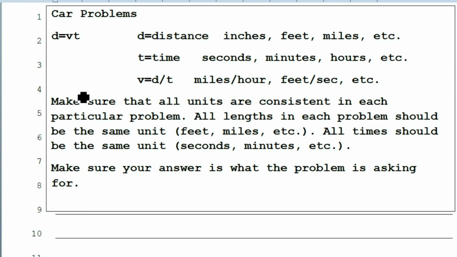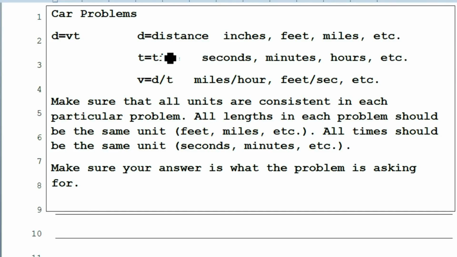Hello and welcome back. We're going to start car problems. Now for car problems and any motion problems at all, you'll be using this equation: d equals vt. D, distance, equals velocity times time.